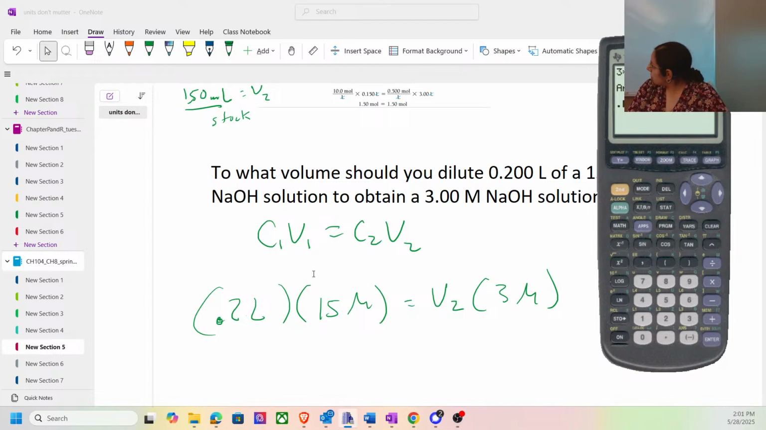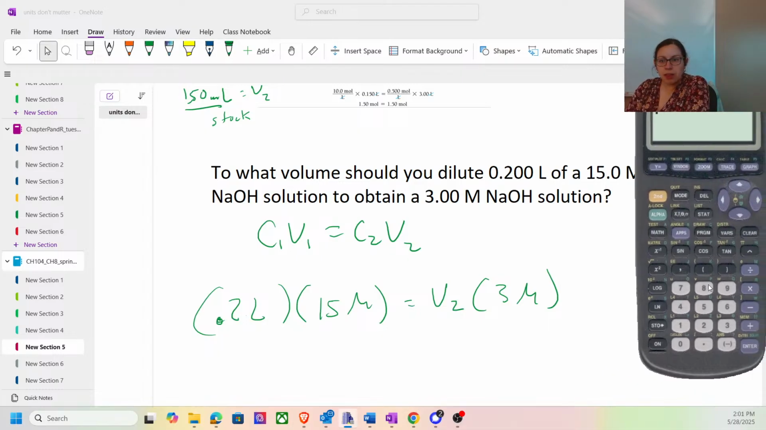I've sketched out the work here. Again, just using our C1V1 equals C2V2 and plugging into our formula: 0.2 times 15, and then divided by 3. Then we all get 1 liter.